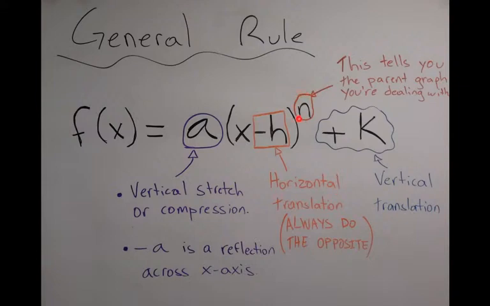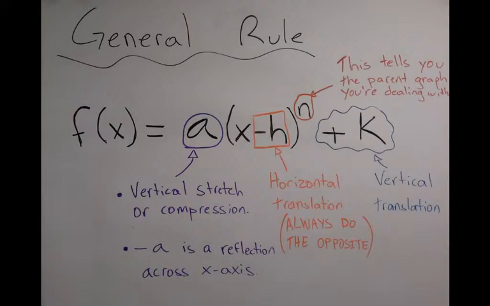The exponent, which is n, tells you the graph or the parent graph you're dealing with. So if you have an exponent of 2, that's a quadratic, exponent of 3, that's a cubic. The previous slide showed you the table so you can know the name of the parent function. And the number at the end is k. Do not change the sign. Do not change the sign. And this will tell you a vertical translation.